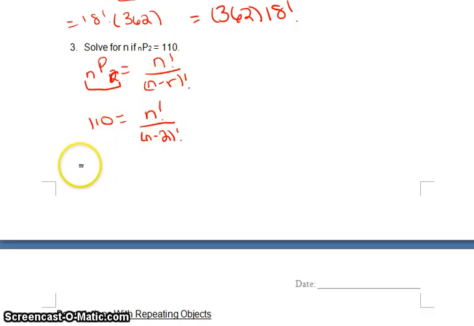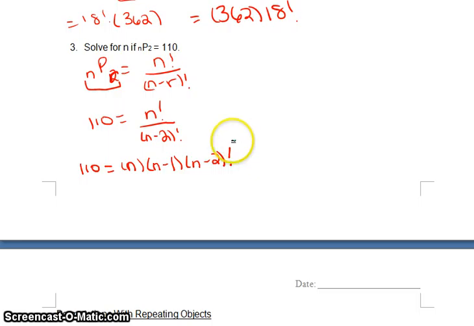So what I'm going to do is we're going to have 110. And how can I rewrite n factorial? If you remember, it is the number times the number 1 less, so it'd be n times n minus 1 times n minus 2, and then we can leave that as a factorial. I'm going to rewrite it so it looks exactly like this denominator, and then we can cancel out some common terms.